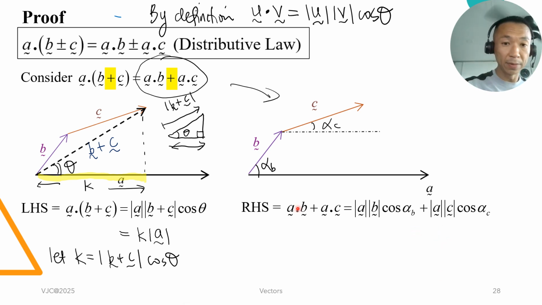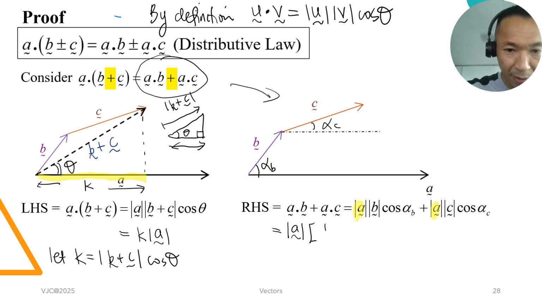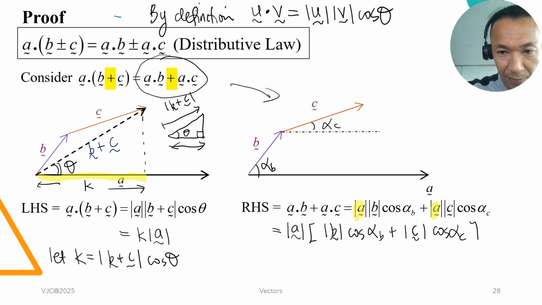By definition again, A dot B is this, and A dot C is this. Now, I still have not shown that this whole thing is equal to this, but I'm going to show that soon. But before that, let me factorize the mod A, because the common factor is mod A. If I factorize mod A out, I'll get mod B cosine alpha B plus mod C cosine alpha C.